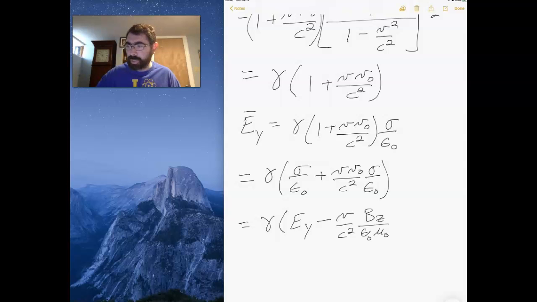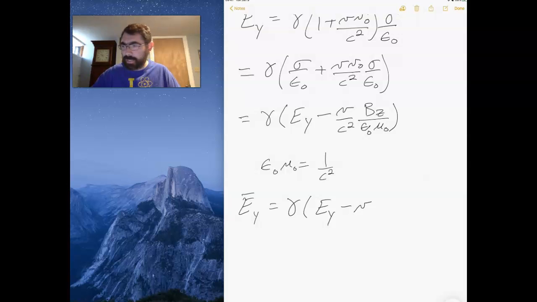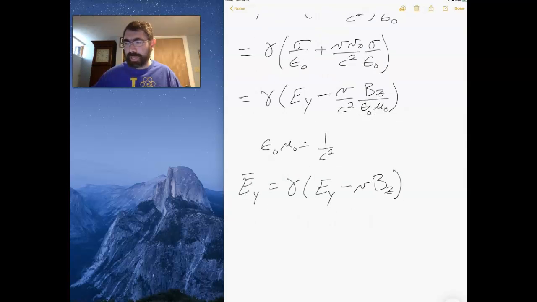epsilon naught mu naught. And if you remember that epsilon naught mu naught is 1 over C squared, so in the end what I get for my electric field measured in the S bar frame with respect to the rest frame is gamma times the electric field of the S frame measured with respect to the rest frame minus V times the magnetic field measured in the S frame with respect to the rest frame. Okay, and so the last thing I can do is now look at the magnetic field.